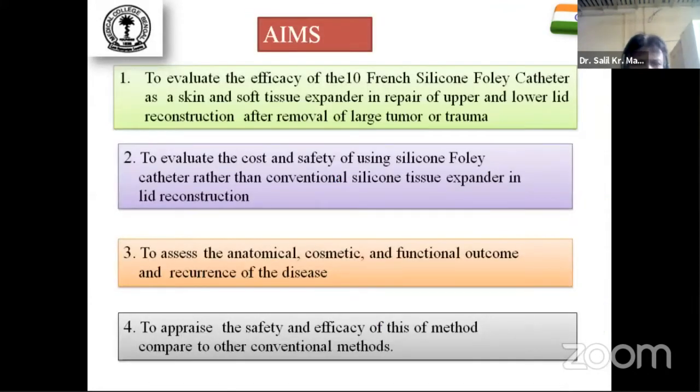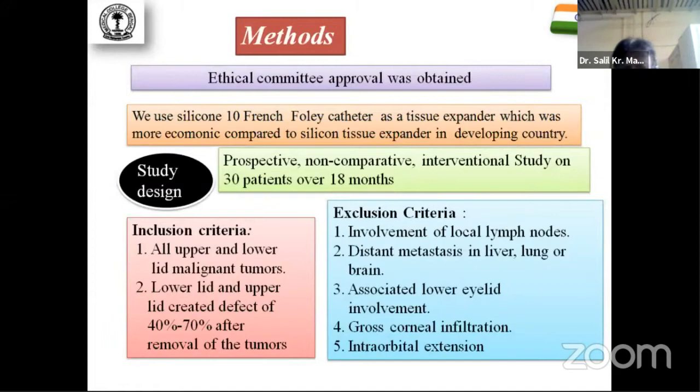The aim of the study is to evaluate the efficacy of the 10 French silicone Foley catheter as a skin and soft tissue expander in upper and lower lid reconstruction, to evaluate the cost and safety of using a silicone Foley catheter rather than a conventional silicone tissue expander, to assess the anatomical, cosmetic and functional outcome, and to appraise the safety and efficacy of this method compared to other conventional methods. Ethical committee approval was obtained.